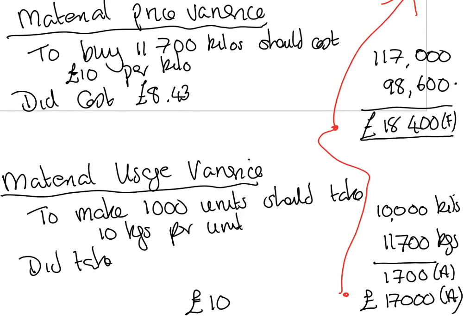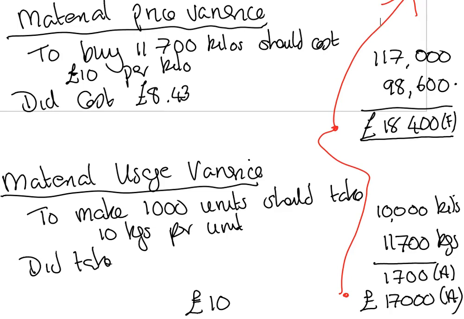As you can see, my material price variance plus my material usage variance comes back to my total variance.